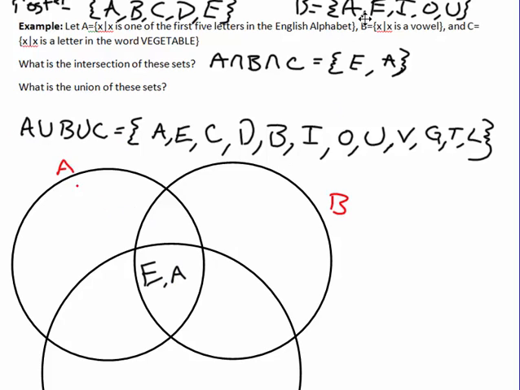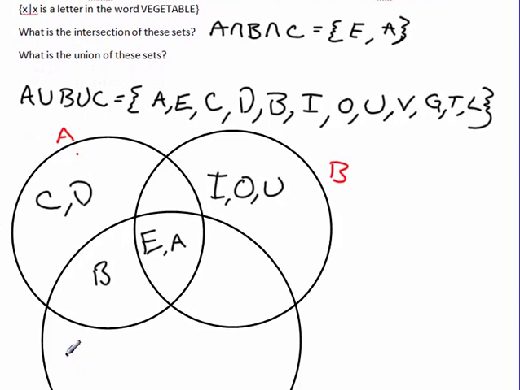The ones that are unique just to the set B, well, let's continue this one. A, B is in more than one. C, nope. C is alone over here. What about D? Yeah, and so is D. B is shared between A and C, so there's B. What else is in B? I, O, U are unique just to B.